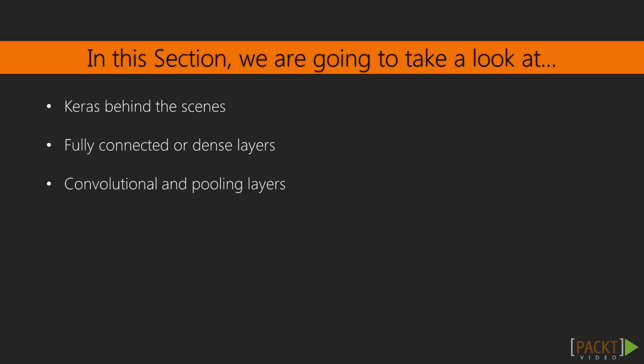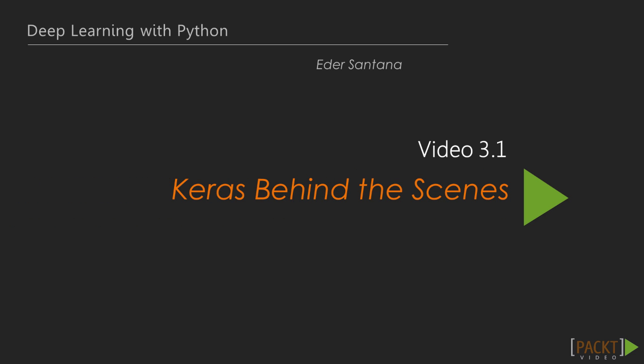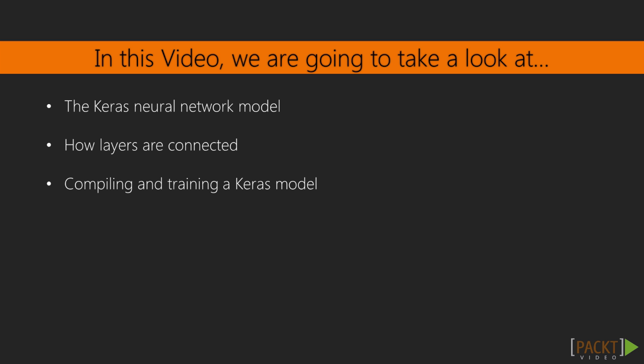In this section, we are going to take a look at Keras behind the scenes, fully connected or dense layers, and convolutional and pooling layers. Let's start with Keras behind the scenes. In this video, we will look at how Keras defines neural network models. How does it connect multiple layers? And we will see where in Keras a model is compiled and trained.